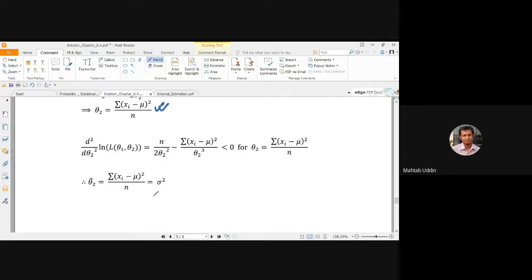Then the second derivative, and we will say for this value, this is true, this is negative. So this is the value for theta 2. So both the theta 1 and theta 2, we got them. Okay.